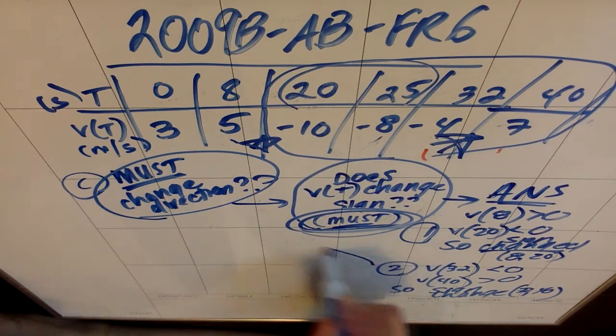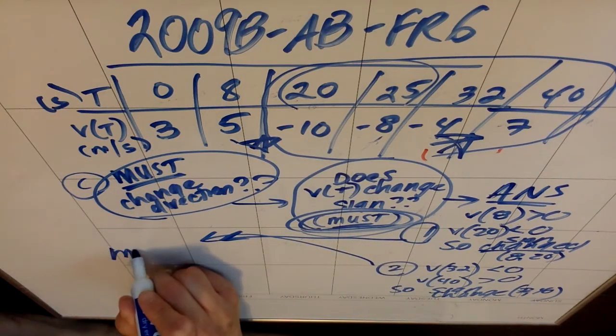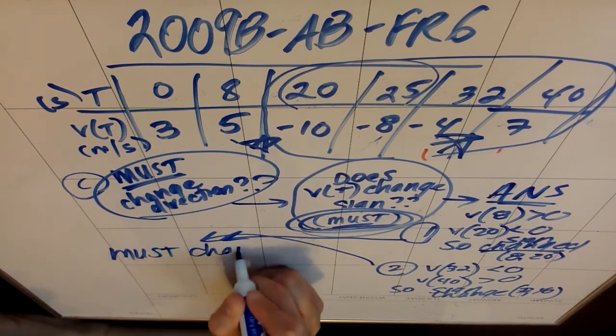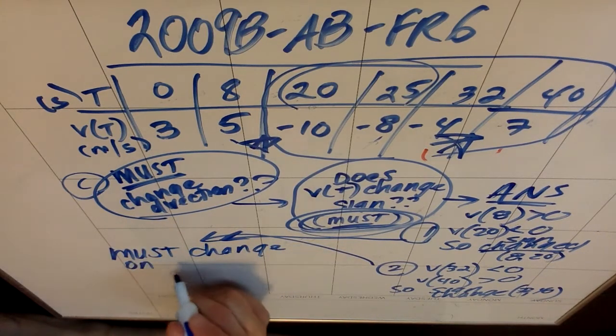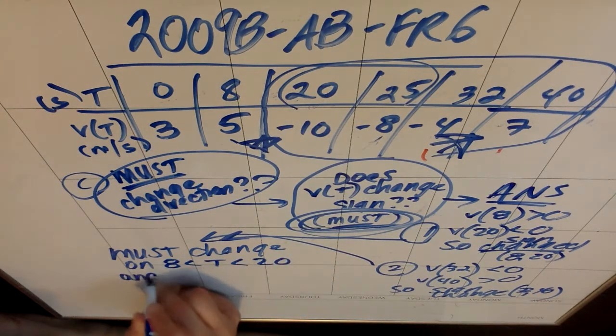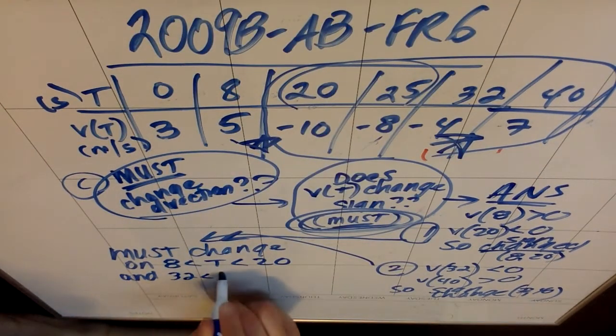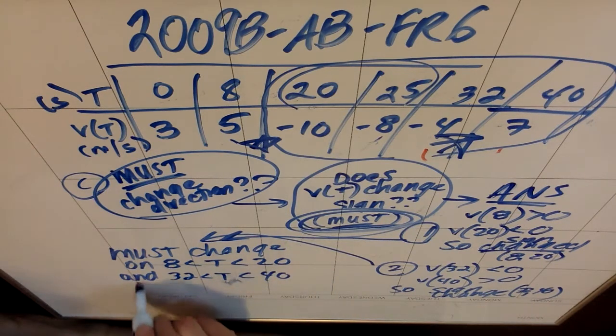So when I go to put my answer together in a coherent way, I'm going to say it must change on the window. I like parenthetical notation, but it's fine if you prefer this, right? Just make sure you're using the correct variables. On the window from 8 to 20, and also the window from 32 to 40. Sorry, that's my bad. 32 to 40.